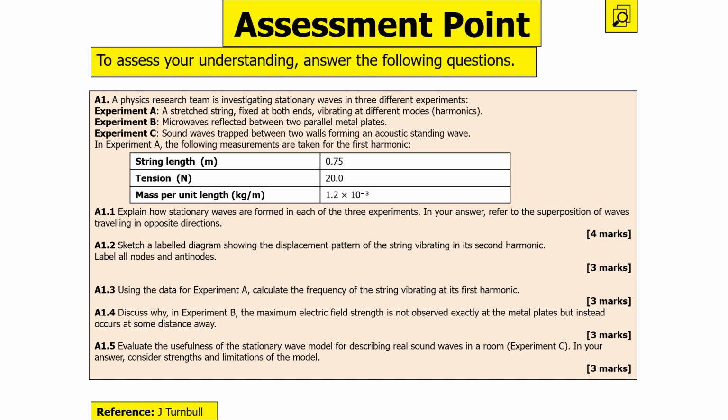Discuss why in experiment B the maximum electrical field strength is not observed exactly at the metal plates but instead occurs at some distance away. Then evaluate the usefulness of the stationary wave model for describing real sound waves in a room. In your answer, consider the strengths and limitations of the model. So pause the video now, then unpause the video when you want to go through your answer.